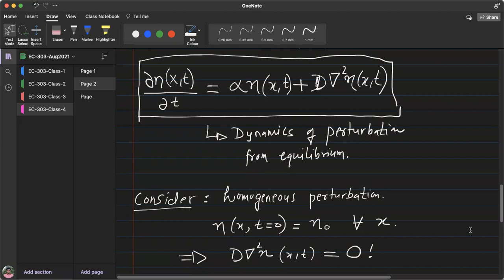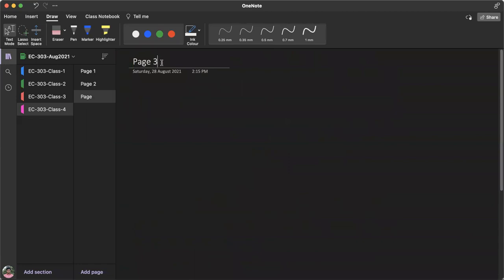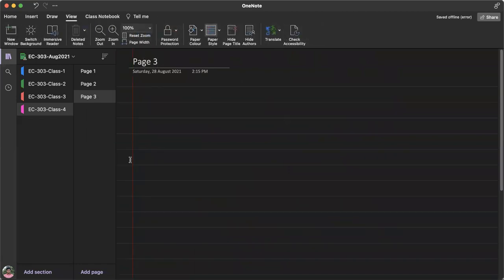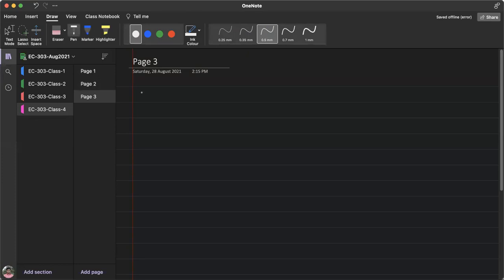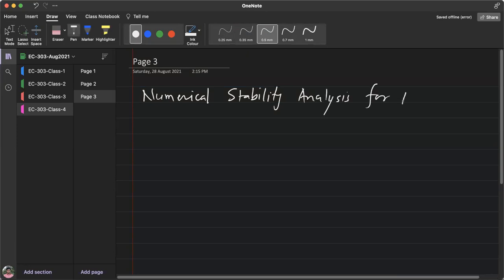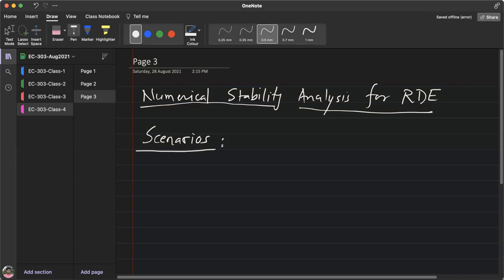But today, what we will do is analyze this scenario entirely numerically. So let's try to analyze these scenarios. Let's also think of what are all the useful numerical stability analyses one can do for reaction diffusion equations. So let's think of scenarios that are important. What are the simple scenarios you can think of?